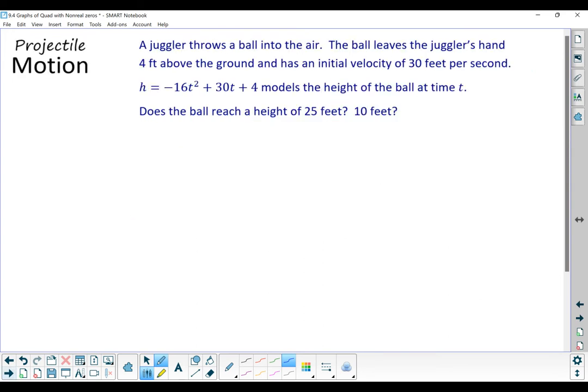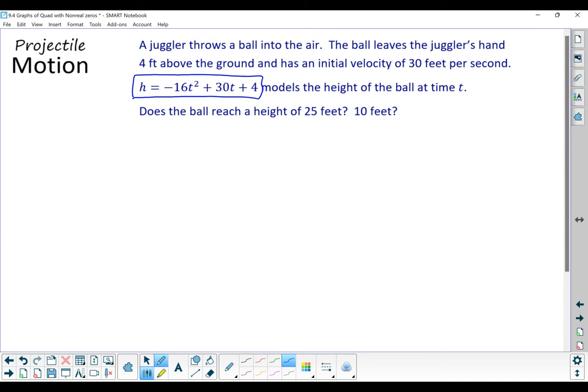Okay, our last example, we have a juggler throwing a ball into the air. The ball leaves the juggler's hand 4 feet above the ground and has an initial velocity of 30 feet per second. So here is our equation. H equals -16t squared plus 30t plus 4. So you can see the gravitational constant first with our t squared. We've got our initial velocity with the t, and we have our initial height at the end. Okay, so this is modeling the height of the ball at time t.